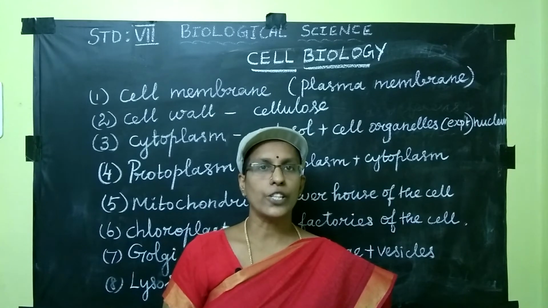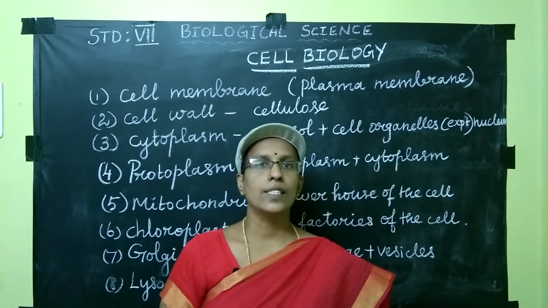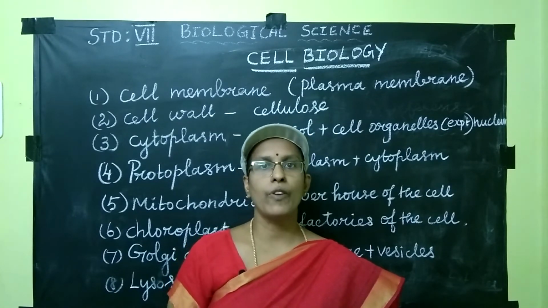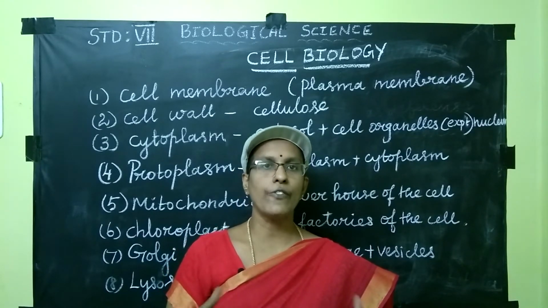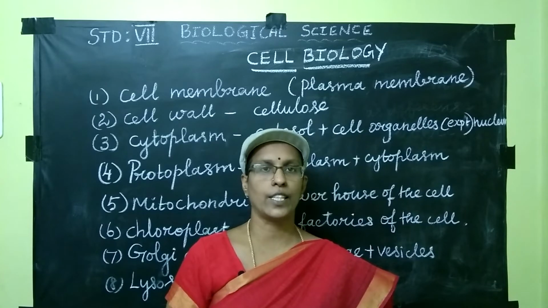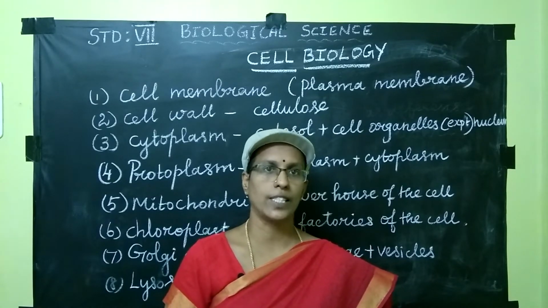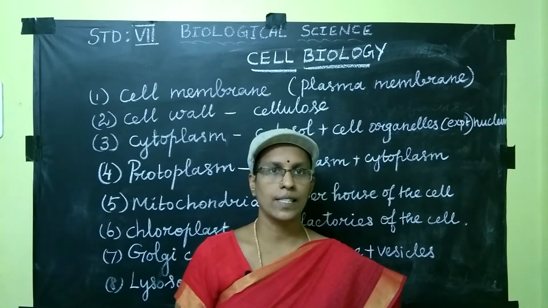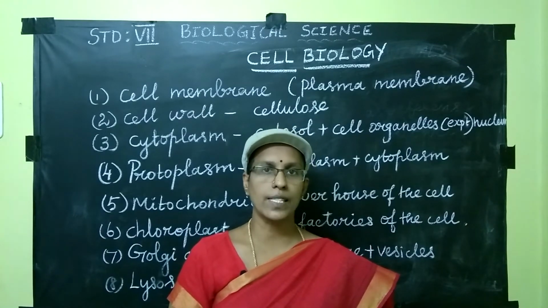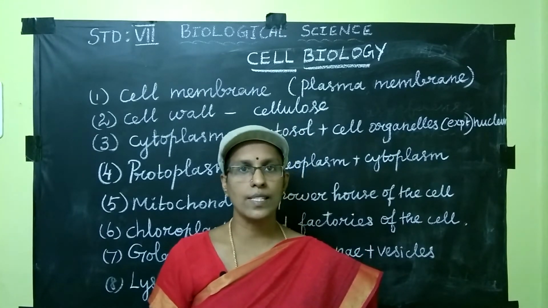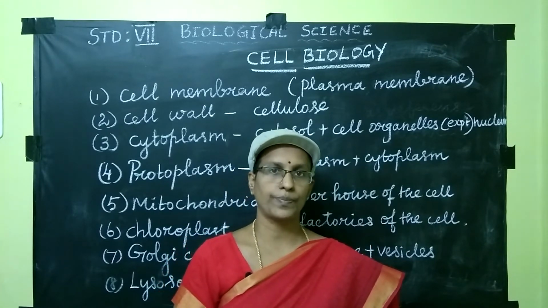Then tissues. What are tissues? The cells grouped together for a specific function are known as tissues. Different tissues grouped together to perform a particular function are known as organs. Then different organs combine together to form the organ system. Then different organ systems form an organism.